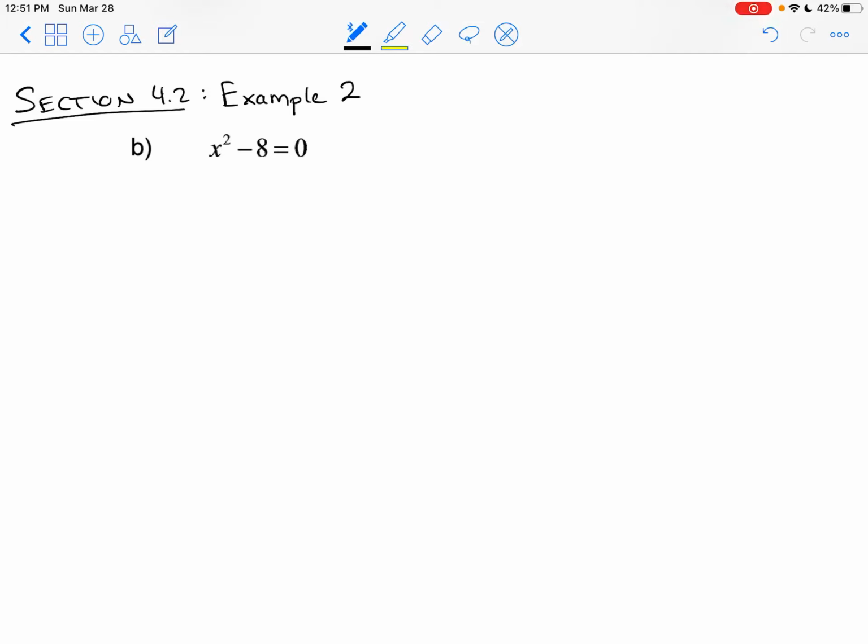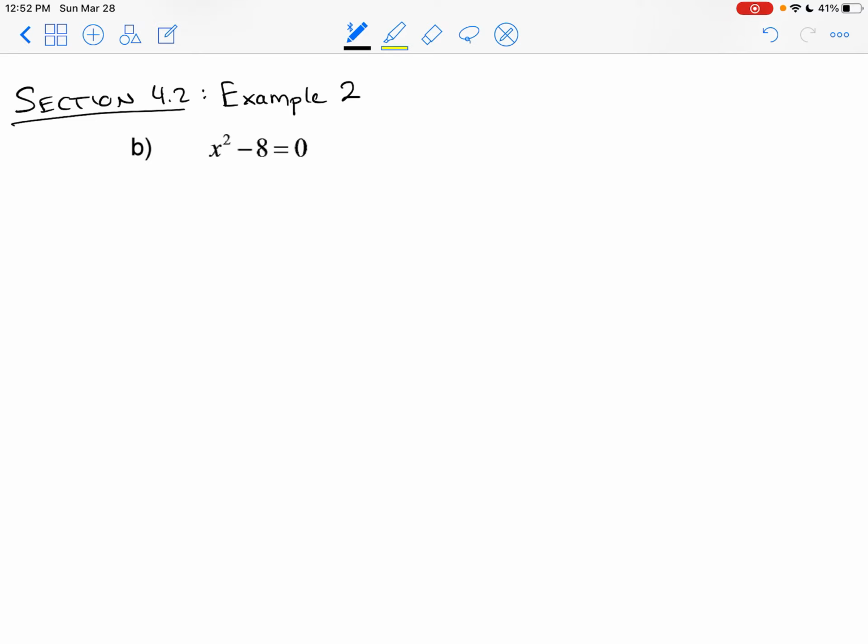All right, this is section 4.2, example 2, part B. We're solving more quadratics by factoring, and these are some exceptions to the sum product rule. And in fact, if you just watched example A, these are examples where we need to use difference of squares or square root property.